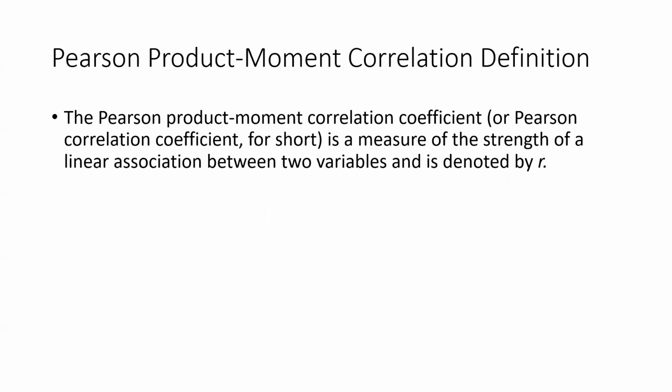The Pearson product moment correlation coefficient, or Pearson Correlation Coefficient for short, is a measure of the strength of a linear association between two variables and is denoted by R.